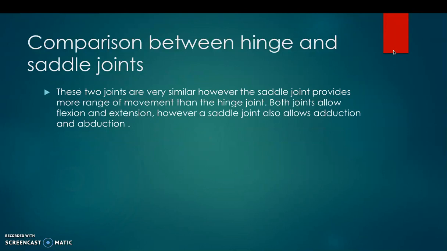Comparison between hinge and saddle joints. These two joints are very similar, however saddle joints provide more range of movement than the hinge joint. Both joints allow flexion and extension, however the saddle joint also allows adduction and abduction.